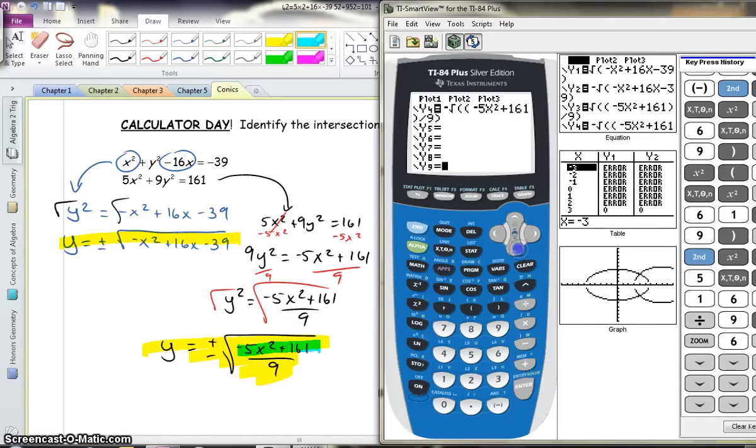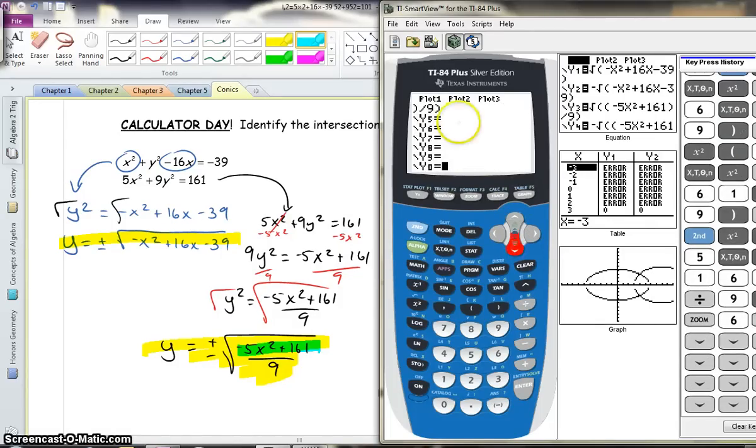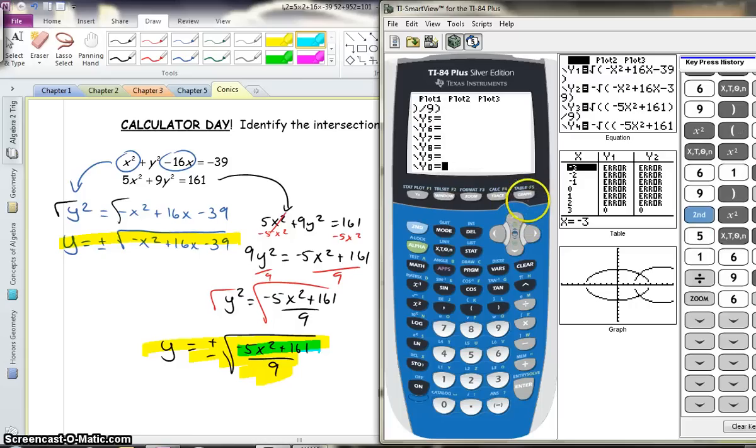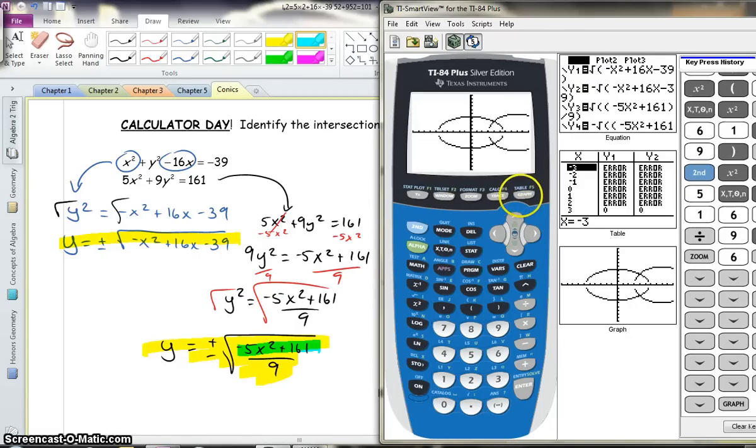Make sure y5, y6, y7, all that stuff is clear and there's nothing in there. All right, now, if we're at this point, you have your graph, you're good. Let's take a look at this. Now, our solutions are where the two graphs intersect. So it's here and here.